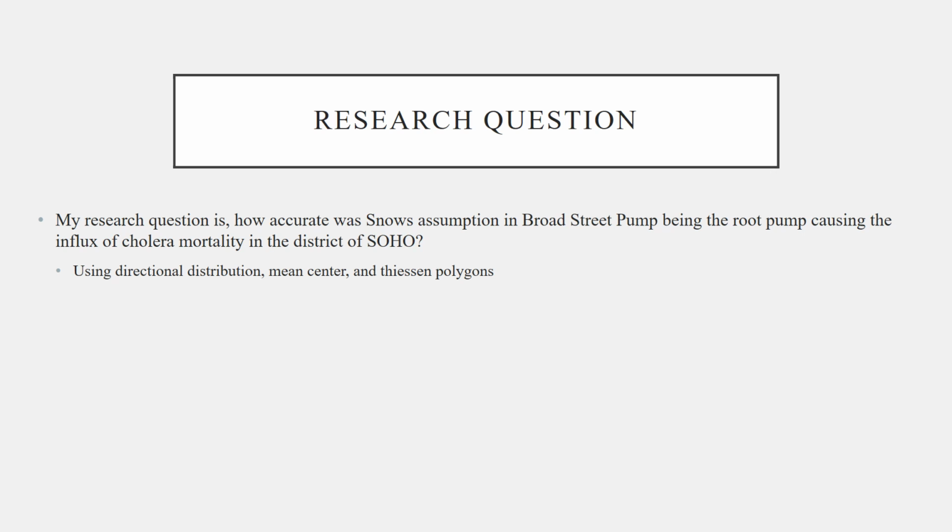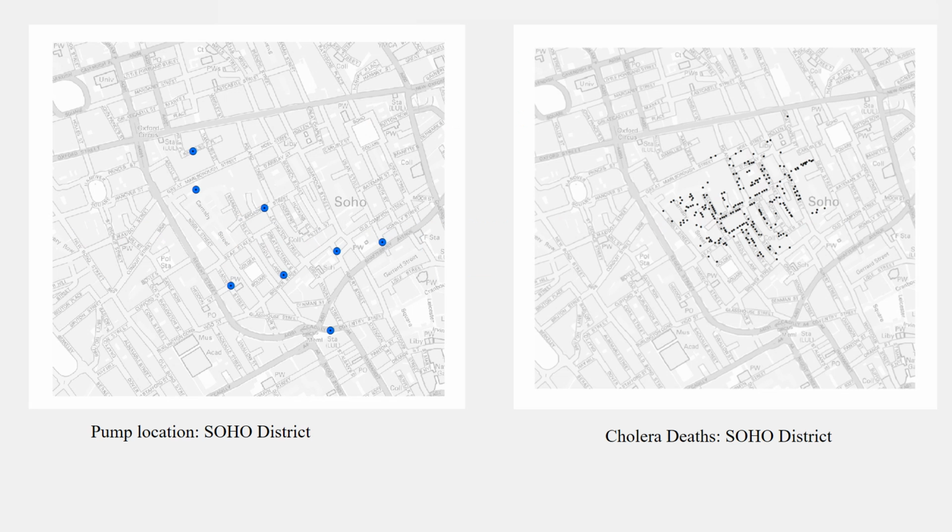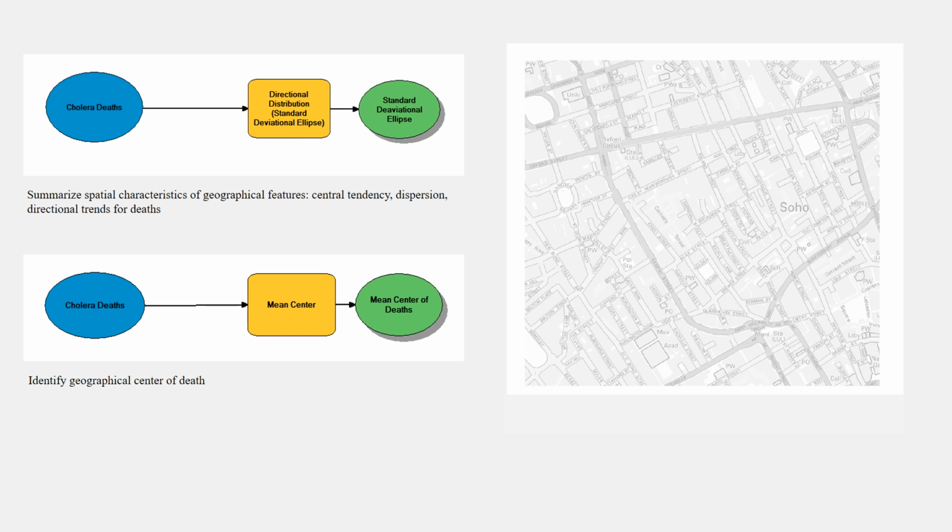I'll figure that out using GIS, specifically the tools directional distribution, mean center, and Thiessen polygon. The first tool I used was directional distribution, and this created an oval that you can see here. Inside the oval is a central tendency, or where most of the cholera deaths spatially seem to be gathered, basically looking at the mean.